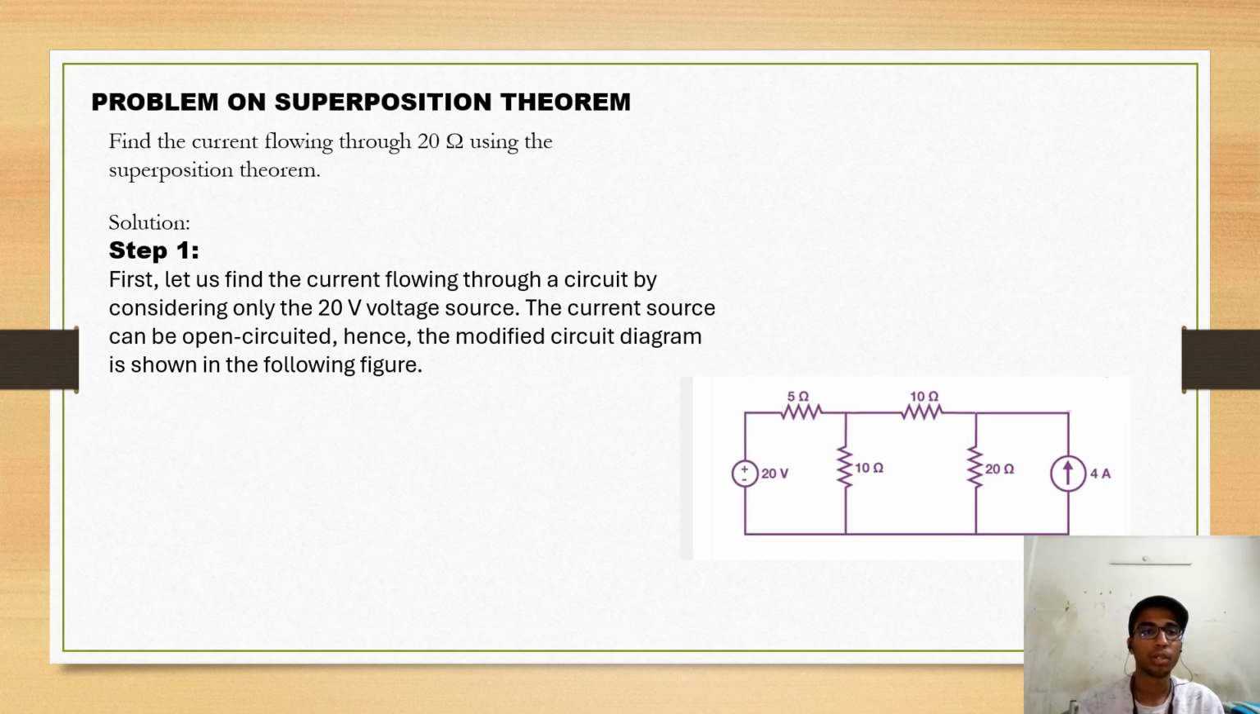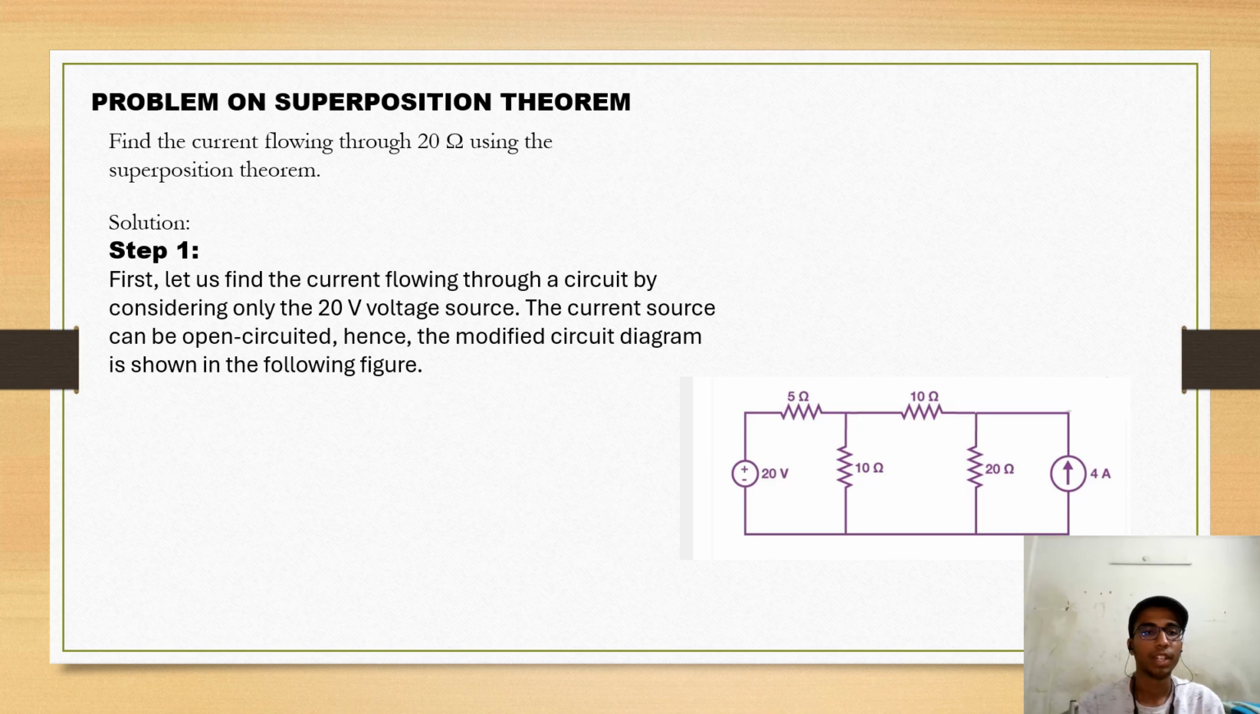Here's a problem on the superposition theorem. Let's solve this problem. Find the current flowing through the 20 ohm resistor using the superposition theorem. Here is the circuit diagram of the problem.